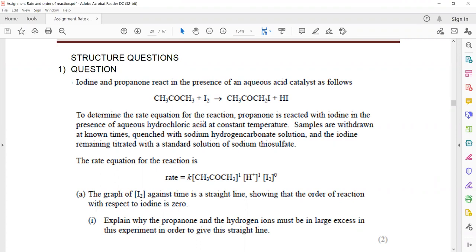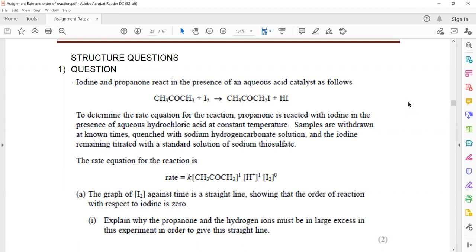To determine the rate of the reaction, propanol is reacted with iodine in the presence of aqueous hydrochloric acid at a constant temperature. Samples are withdrawn at a time and quenched with sodium hydrogen carbonate. Why do we quench with sodium hydrogen carbonate? Because the acid, which is used as a catalyst here, is neutralized by the sodium hydrogen carbonate, so the reaction will not proceed further as the acid will be used up.